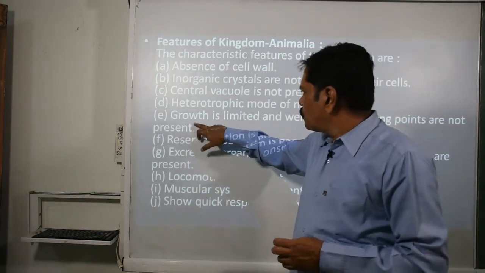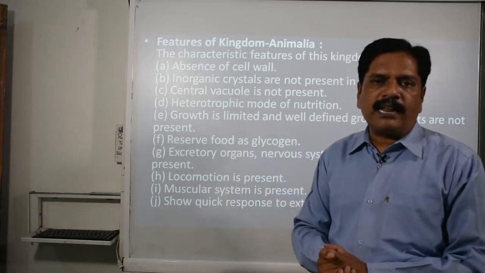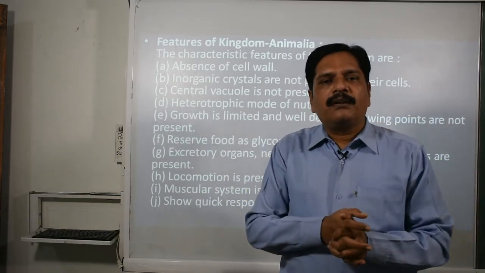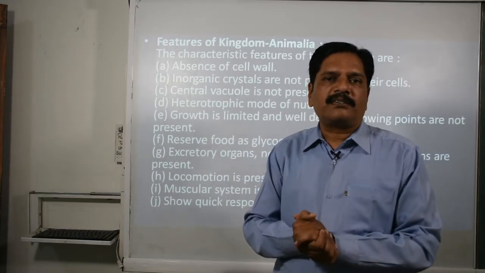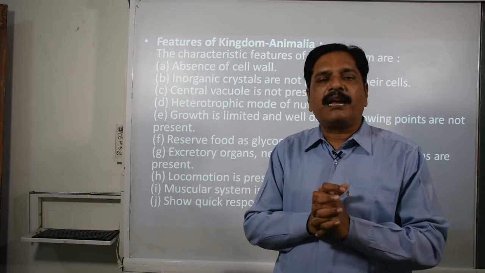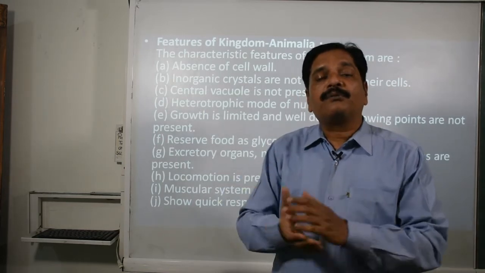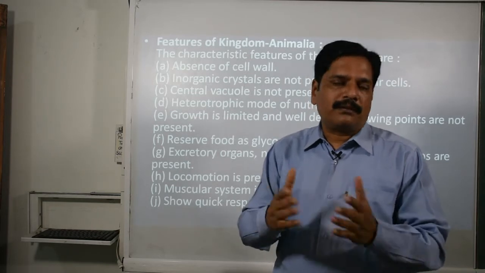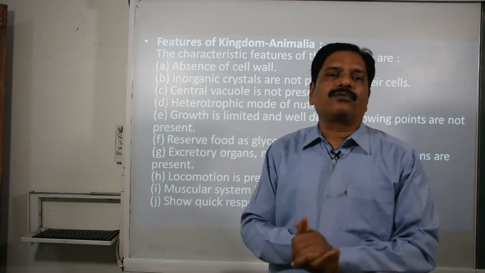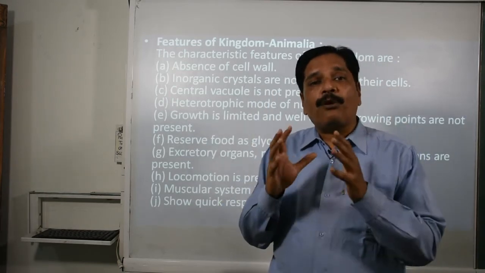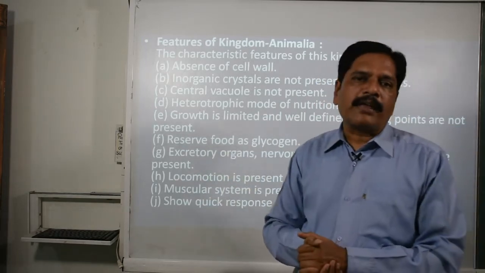Now growth is limited and well defined growing points are not present. After showing a certain growth in all directions, you stop. You can see that the growth of the male continues up to 20 years, while in the female it stops around 18 years. That means a fixed growth, in a proper ratio. Now the reserve food is present in the form of glycogen.